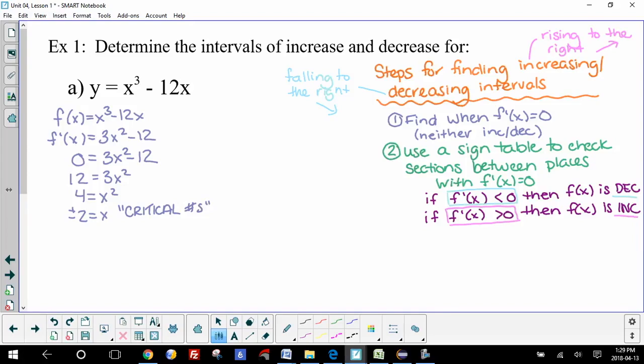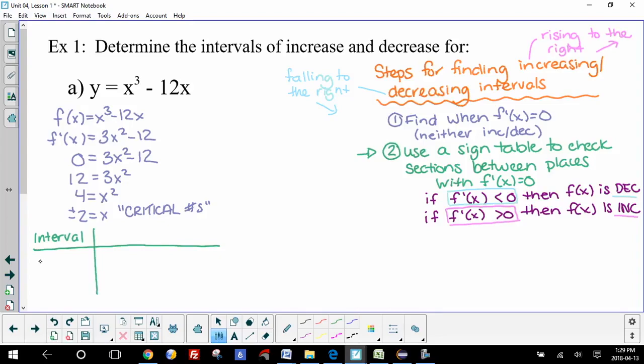These are considered critical numbers. We're going to find other critical numbers later on with our full sketching algorithm, but for today we're focusing on increasing and decreasing, and the positive and negative 2 places where it's neither increasing nor decreasing are called critical numbers.